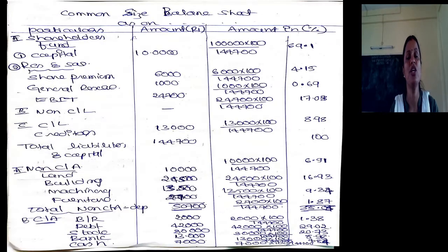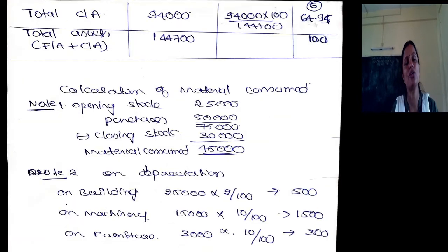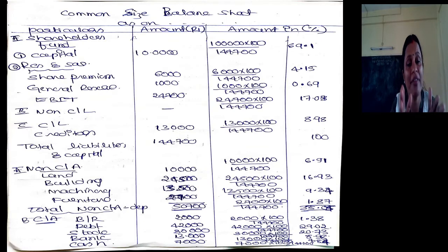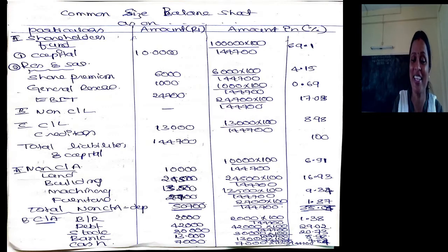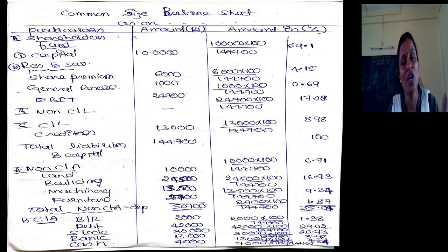Try to understand. Now we need to prepare the common size balance sheet. We know that there is a way to arrange the items: shareholders' fund, then non-current liability, then current liability, total liability, then non-current assets, investment if any, then current assets, total current assets, total assets. So let me arrange the items first, then we will go for calculating the amounts in percentage. So capital 1 lakh, share premium 6,000, general reserve 1,000, profit which is EBIT, which we calculated in the profit and loss account, that is 24,700.